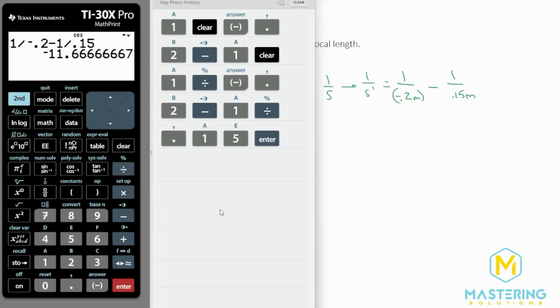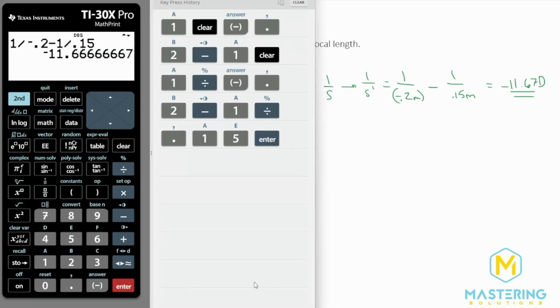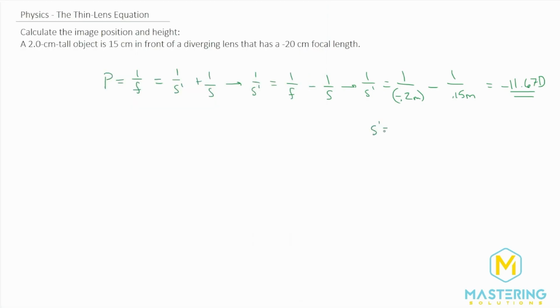So that gives us a negative 11.67 diopters. We don't want diopters, we want meters. So if we take the reciprocal of the answer, that will give us meters. So the image distance in this case is a negative 8.57 centimeters. We could round that to 2 significant figures, so we have negative 8.6 centimeters. So that's our image distance right there.